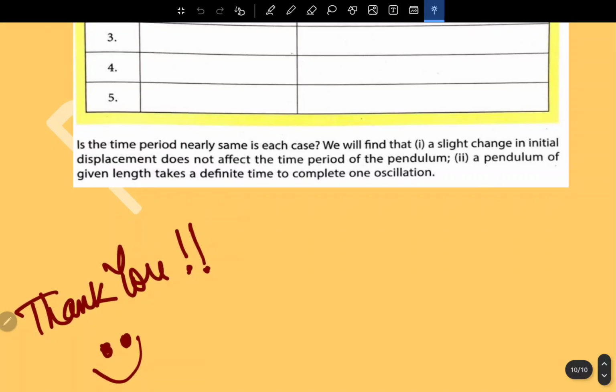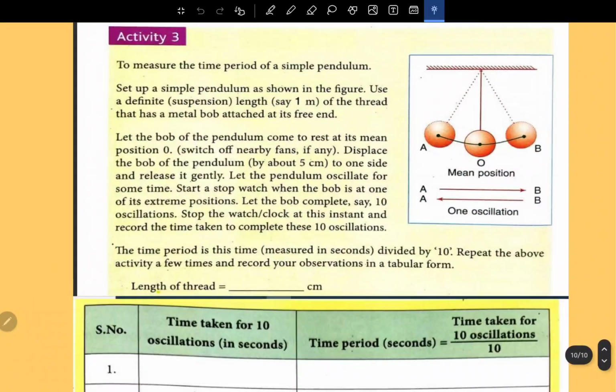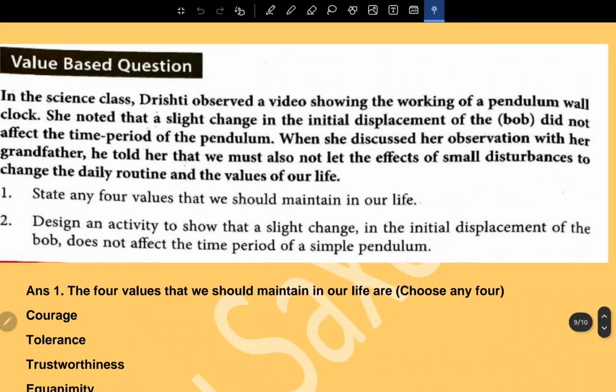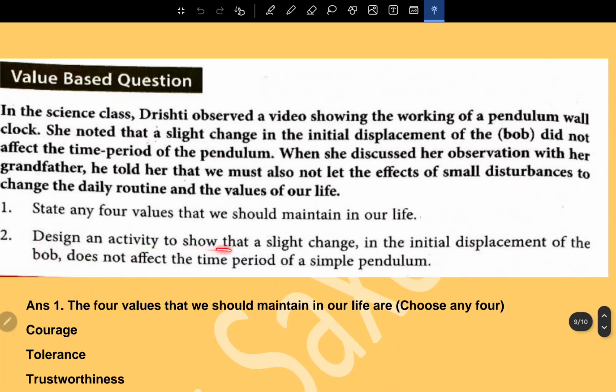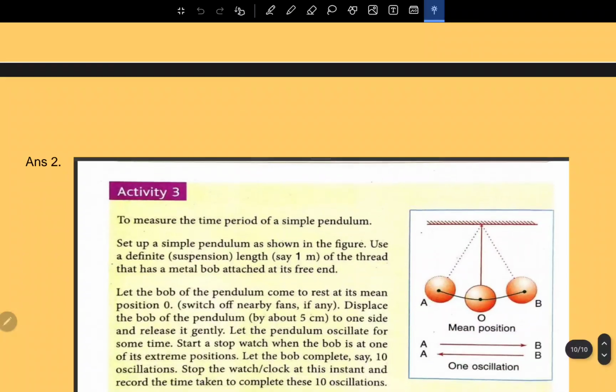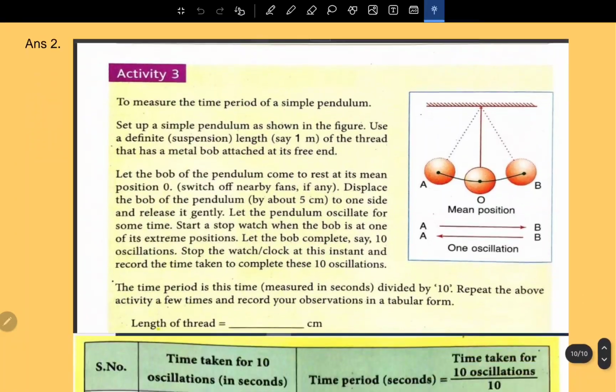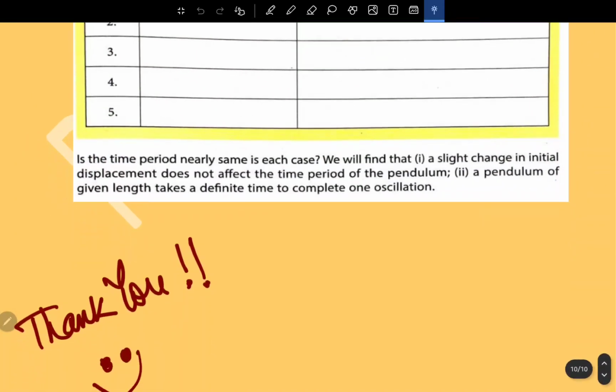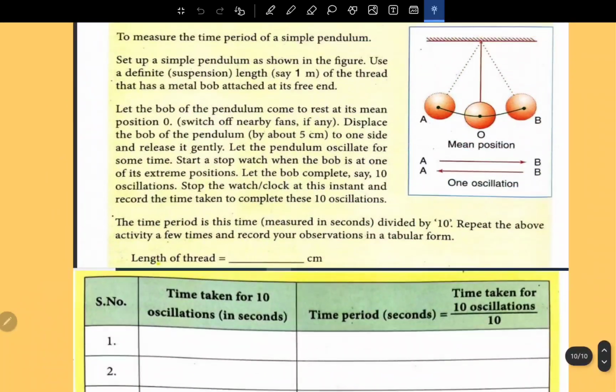So you can see, that's all. This is the second question: design the activity to show that a slight change in initial displacement of the bob does not affect the time period of the simple pendulum. This activity 3 from the book can be taken here. That's all. Thank you.